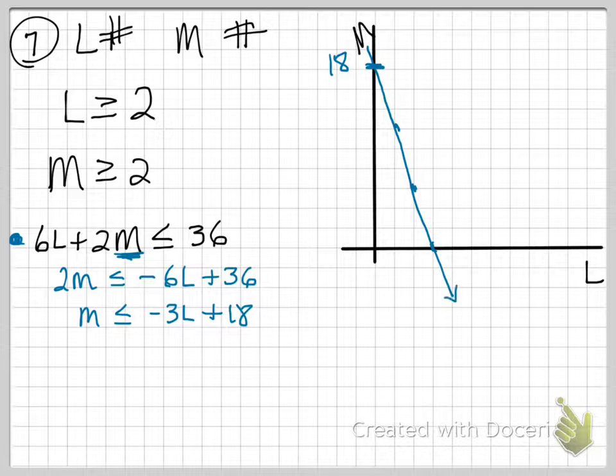That is one of my lines. Now we know we're shading below that line, so just keep that in mind. We're going to shade below the line. Now let's go in and do the L greater than 2 and M greater than 2. So if L is greater than 2, that would be a nice vertical line. And if M is greater than 2, that's going to be a nice horizontal line.